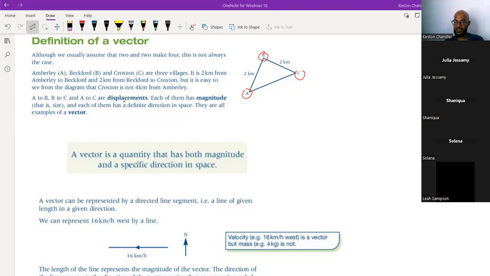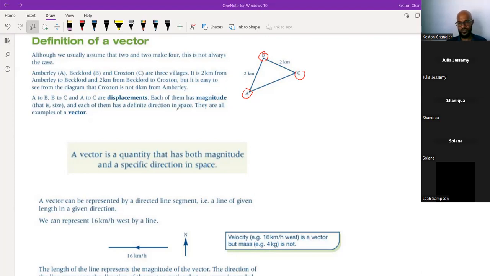The reason for this is that from A to B, then from B to C, and then from A to C, they're called displacements, right? Each of them has a magnitude, there's a size. But each of them also has a particular direction in space. They're moving at a particular number of degrees, if we're thinking in terms of bearings. Vector quantities are different from scalar quantities because vector quantities have both magnitude, another word for magnitude is size, and a specific direction in space.